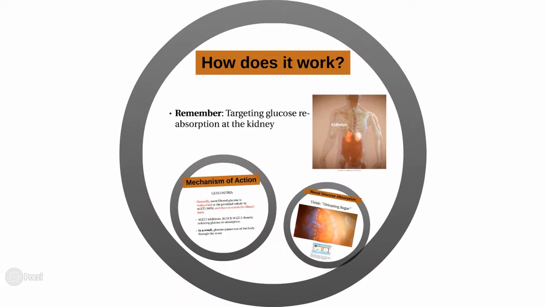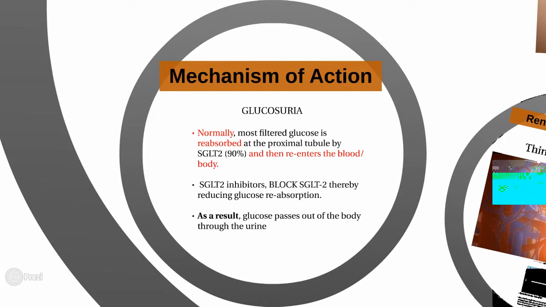So again, how do these drugs work? They're targeting the kidney. They're targeting the reabsorption of sugar in the body. So what are we causing? Glucosuria. Normally, glucose is filtered and reabsorbed. We block this step, and as a result, glucose passes out through the urine. So you get a kind of sweet urine, sugar urine.